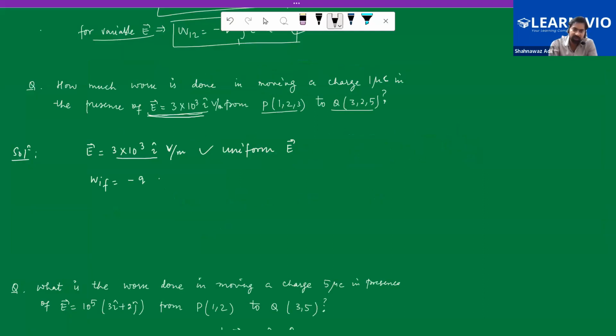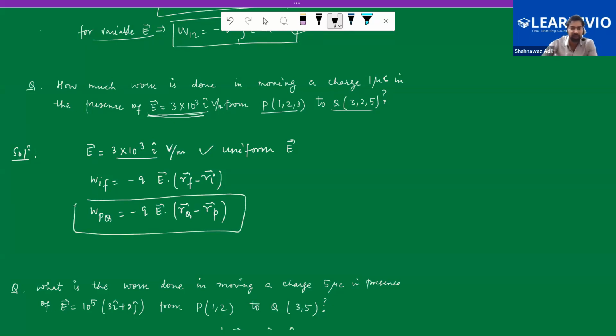So this would be simply E dot R final minus R initial. So this would be the work done, right? And we are bringing from P to Q. So initial is P and then this Q. So this would be Q E dot and R final is RQ minus R initial is R. So this would be the work, right? We have all the values and then we can calculate the work.